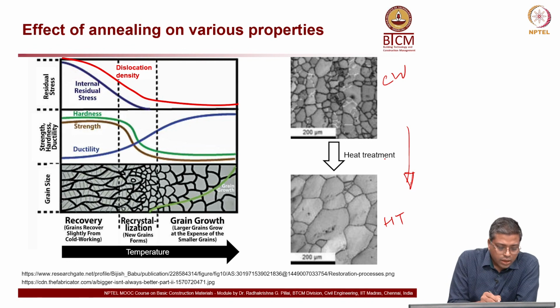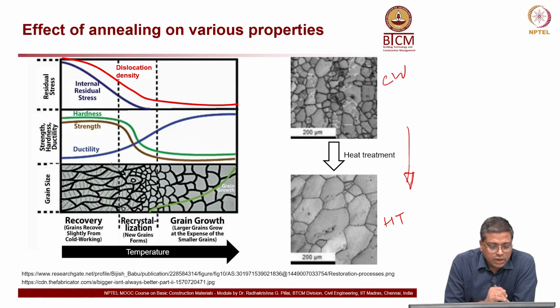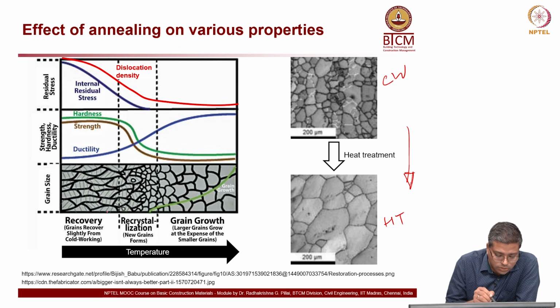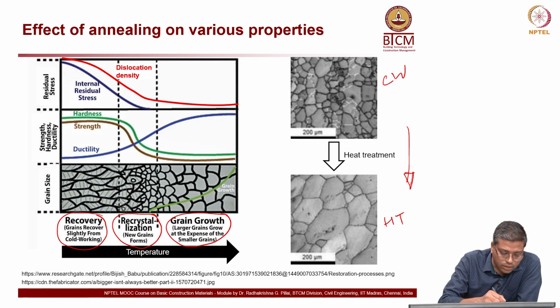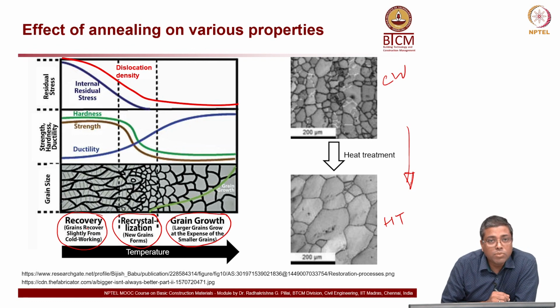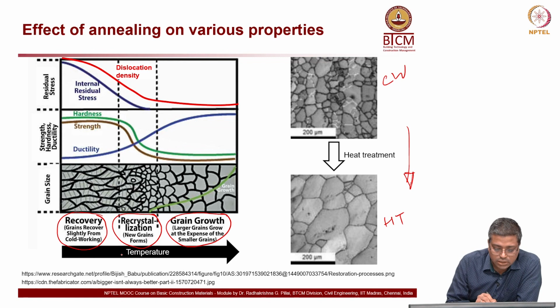Now look at the graph on the left side. You can see recovery. This is the increase in temperature. Then there is a recovery happening here, and then recrystallization, and then the grain growth. Grains recover slightly from cold working, that is the recovery stage, and then the recrystallization temperature, and then you cool it down. So that is what is happening. The grain growth is allowed.